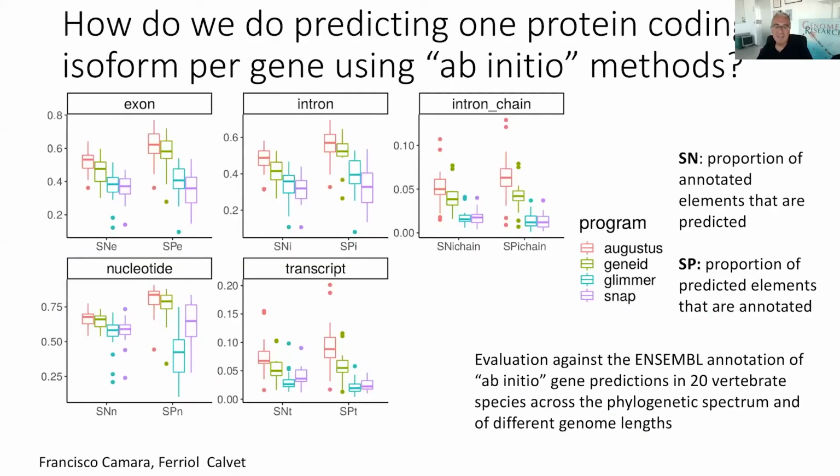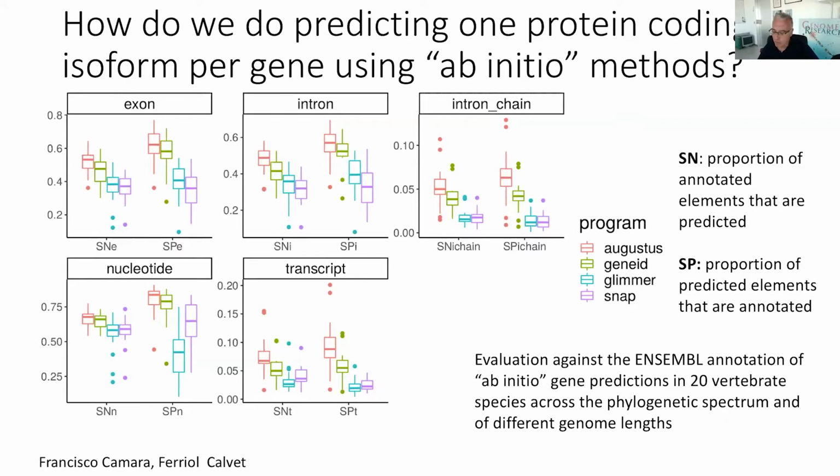But how reliable are these methods? Is this something that will produce any biologically meaningful information? Here I am evaluating against Ensembl, in 20 different vertebrate species across the entire vertebrate phylogenetic spectrum of different genome lengths. We're evaluating four gene prediction methods that are still used more or less in this ab initio pipeline. So geneid is the program that we actually developed in the early 2000s.